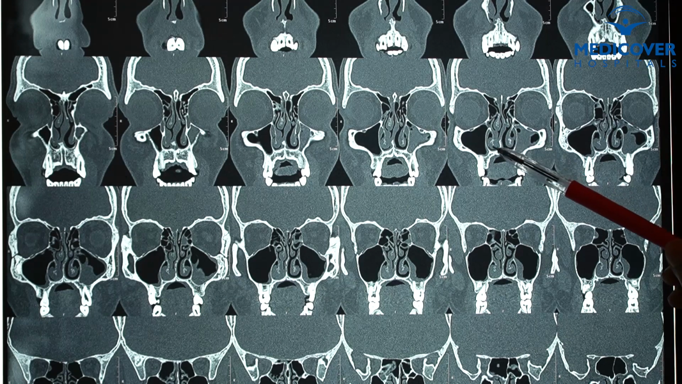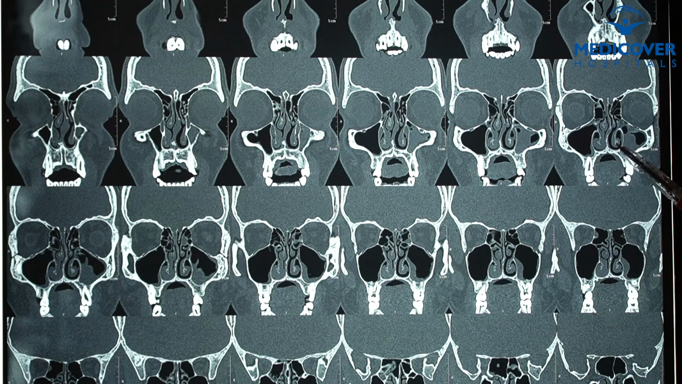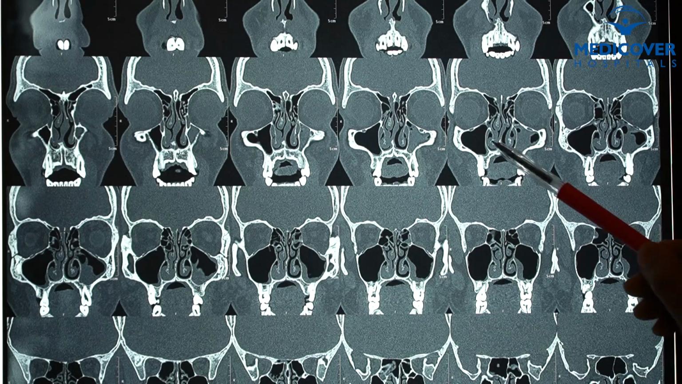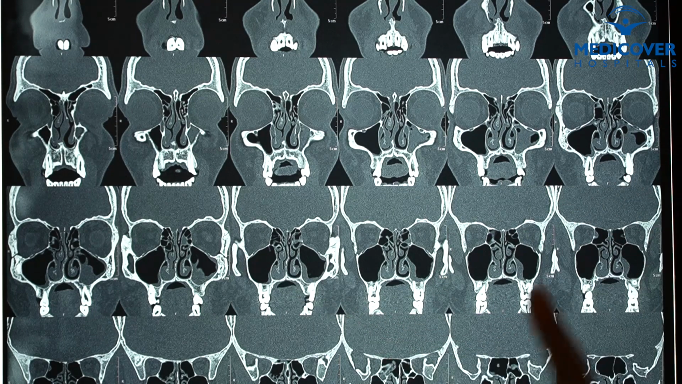What are these structures? These claw-like projections are called turbinates. Look at this side. This turbinate is normal, and on this side it is big, huge. So when a person has a huge turbinate, that can cause nose block. DNS plus a big turbinate is a cause of nose block.